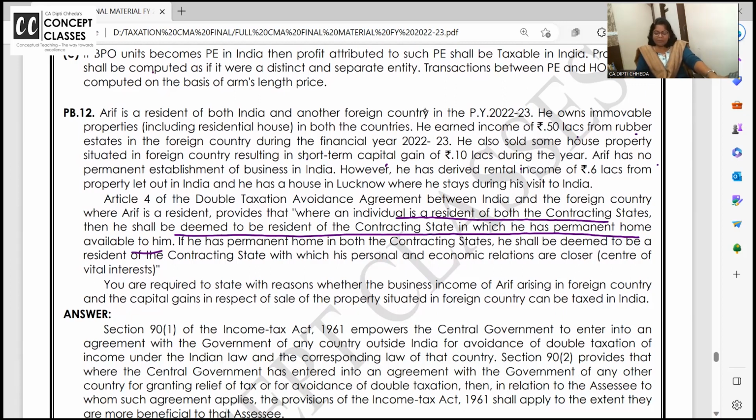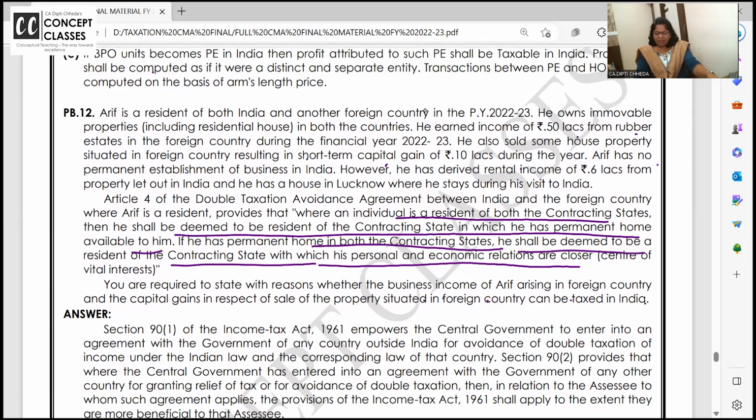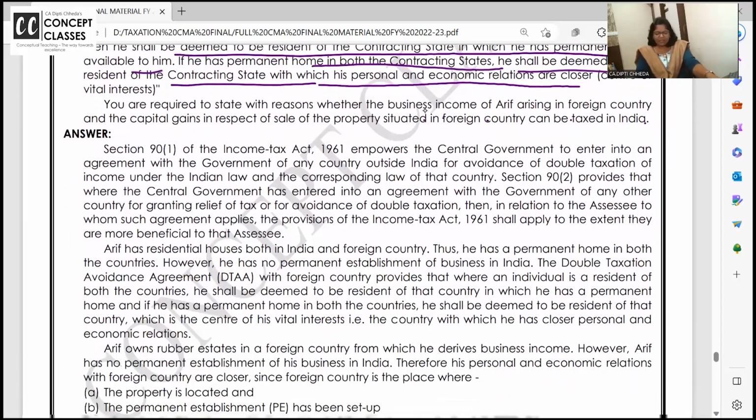If he has P in both the countries, he shall be deemed to be resident where he has more economic, personal, closer interest. So you are required to state with reason whether the business income of Arif arising in foreign country and the capital gain on sale of property situated there can be taxed in India? Answer is no, नहीं टैक्स होगा. क्योंकि अगर दोनों जगह है तो जहां रेलेवेंट है वहां पे ले लो. इंडिया में उसका कोई P नहीं है.